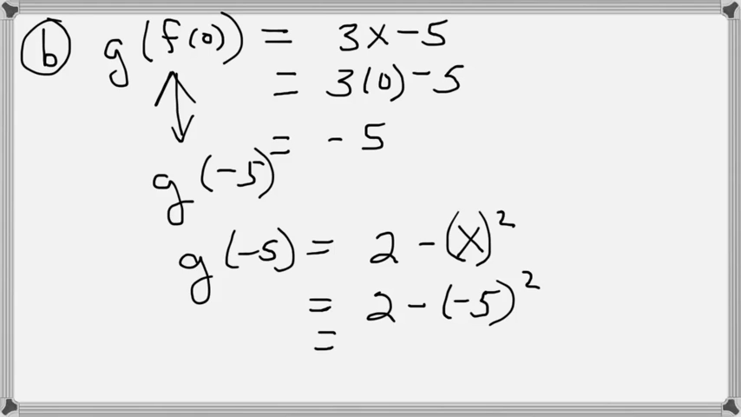And now you'll have 2. Negative 5 squared is positive 25, so you'd have 2 minus a positive 25. So this function will evaluate to negative 23. So at this point we know that g of f of 0 is equal to negative 5, which is the same thing as g of negative 5. And you can substitute that negative 5 into the g of x function.